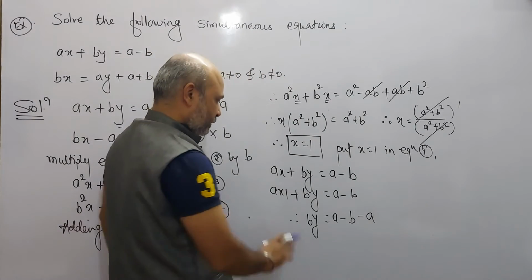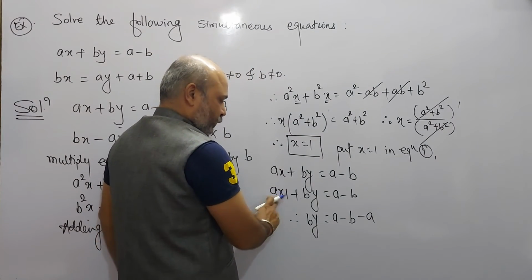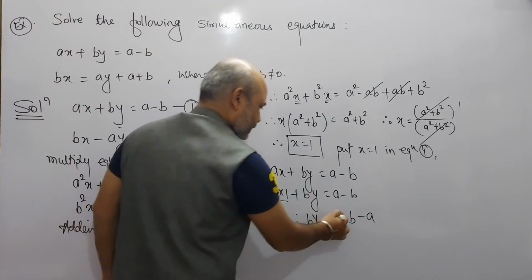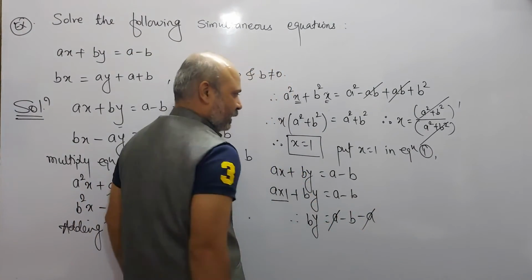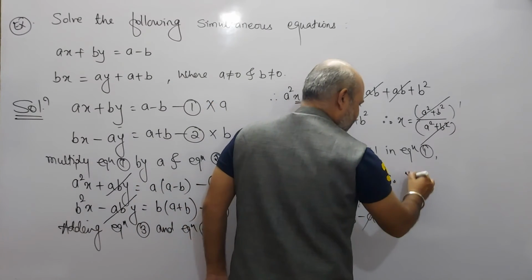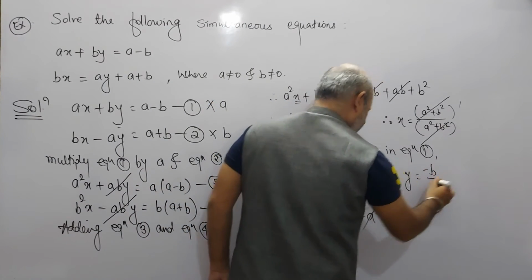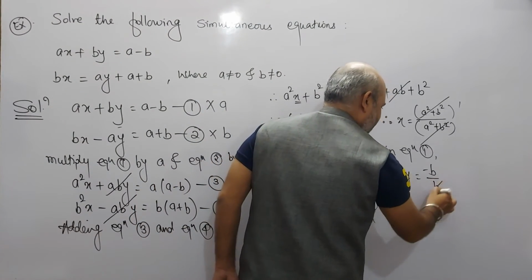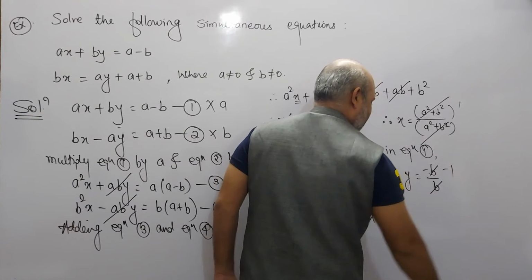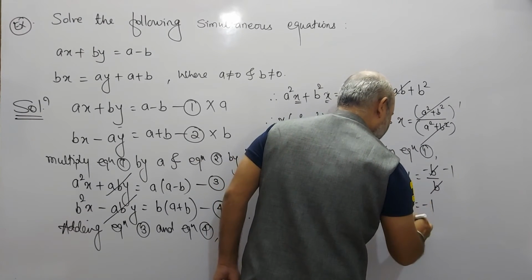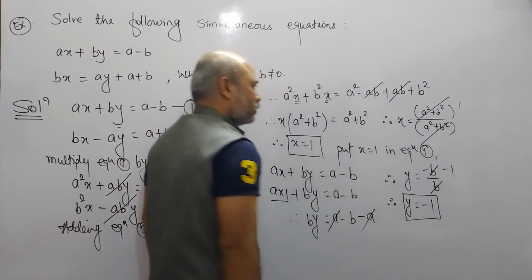Right? So when we transfer this, we get minus a. So this plus a and minus a will cancel out. Therefore, what will be y? y is equal to minus b divided by b. So again b and b cancel out, so you get minus 1. Therefore, the value of y is minus 1.